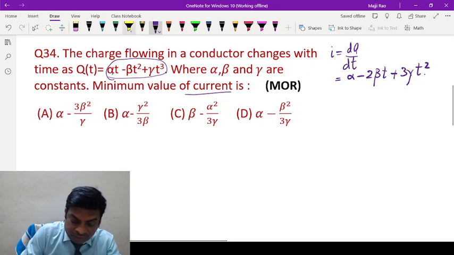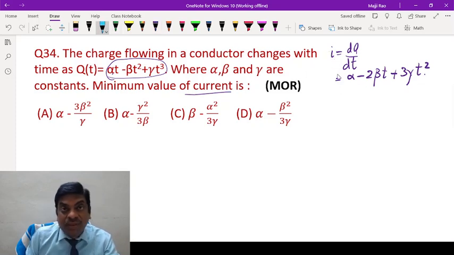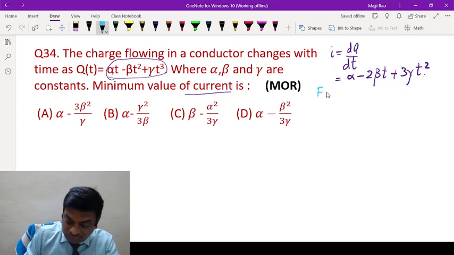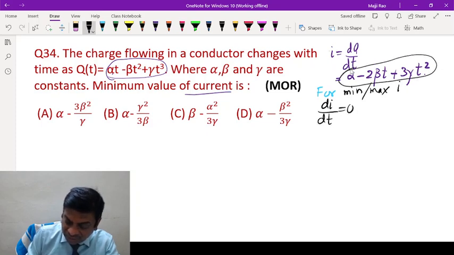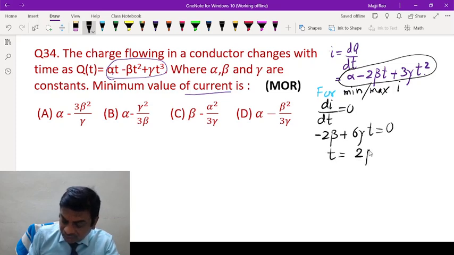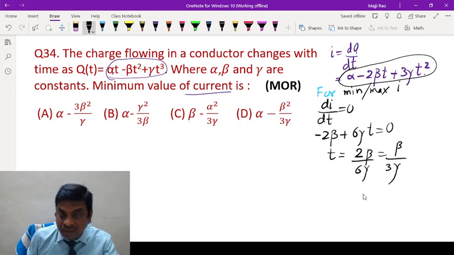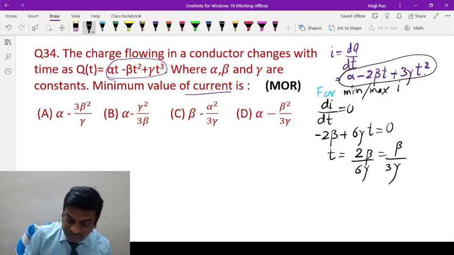So for maximum or minimum, the derivative di by dt should be equated to 0. So once again you have to differentiate this. When you differentiate, you get minus 2 beta plus 6 gamma t is equal to 0, and you get the corresponding time as 2 beta by 6 gamma, that is beta by 3 gamma. This is the time corresponding to which the current is minimum.